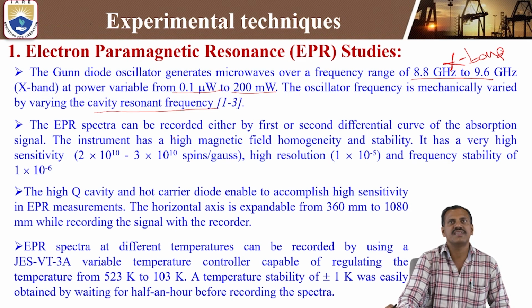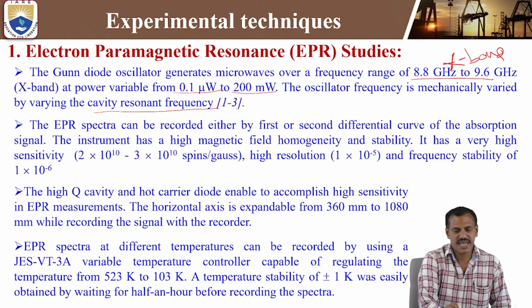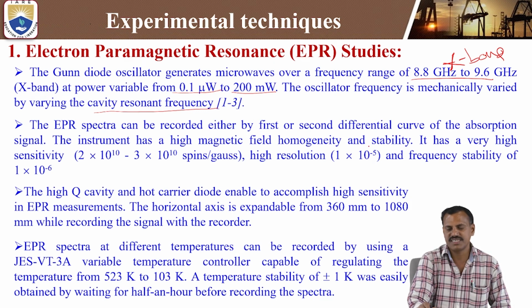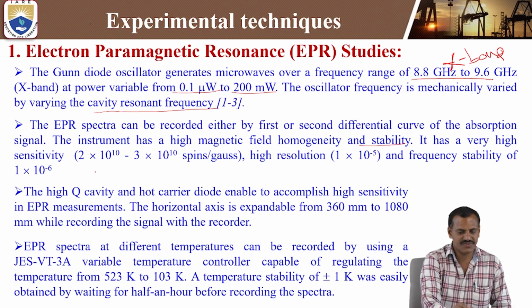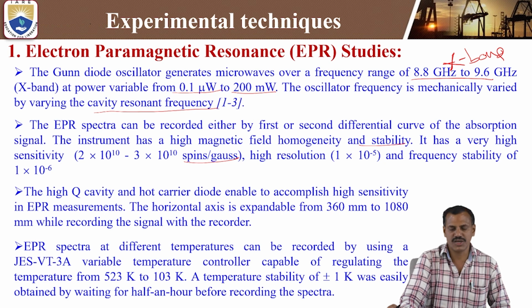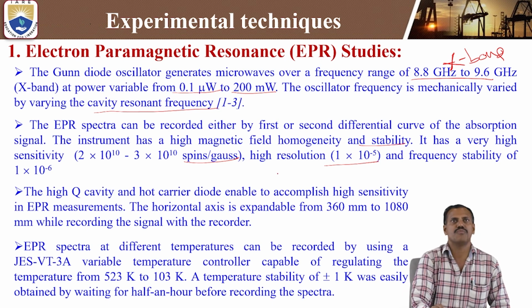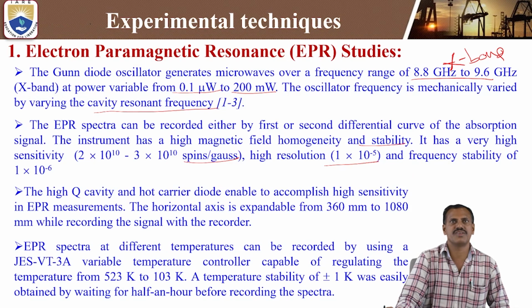The EPR spectra can be recorded as either the first or second derivative curve of the absorption signal. We get the first derivative of the absorption curve, and from that curve we can calculate the EPR signals. The instrument has high magnetic field homogeneity and stability. It has very high sensitivity, which is very important: 2 x 10^10 to 3 x 10^10 spins per gauss. High resolution is 1 x 10^-5, and the frequency stability is 1 x 10^-6. When applying high power, that stability is very important for EPR studies.